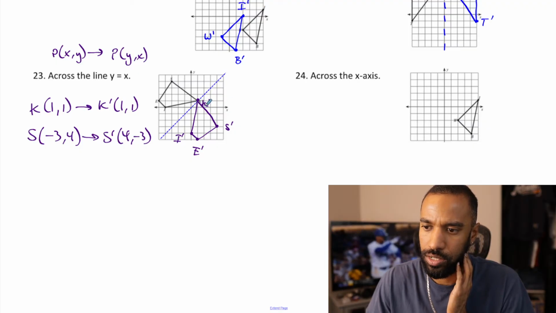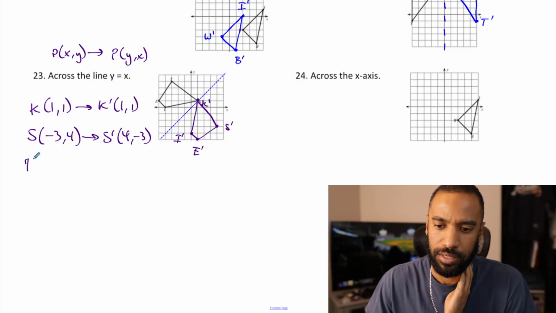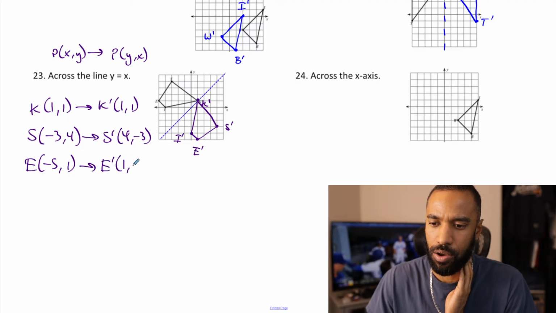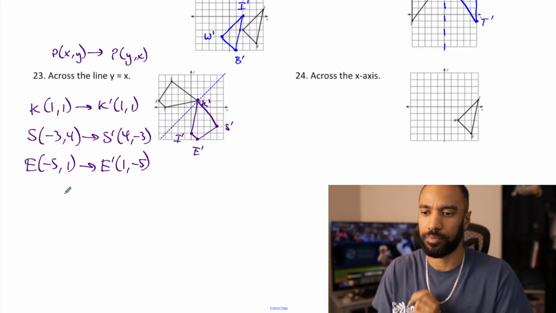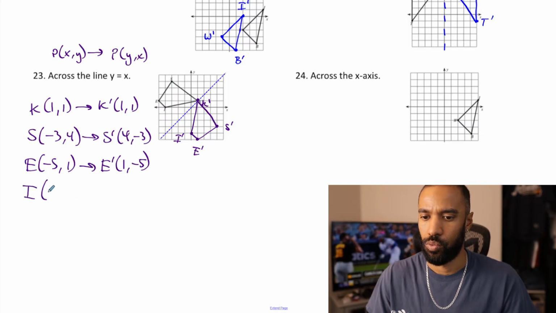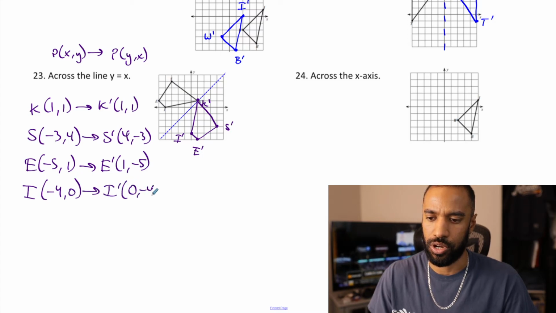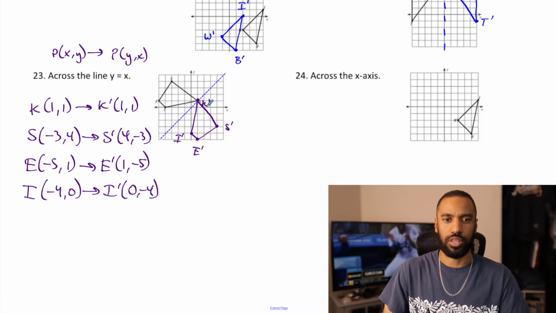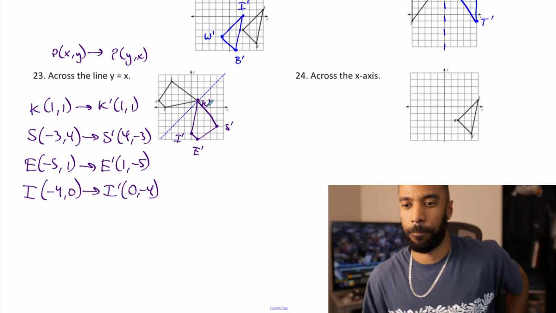Is it? 1, 2, 3, 4. 1, 2, 3. Yes. E was at negative 5, 1. So E prime is at 1, negative 5. 1, 1, 2, 3, 4, 5. And then I was at negative 4, 0. And now I prime is at 0, negative 4. 1, 2, 3, 4. Yes, it is. So those are the parts right there. Hopefully you can use a straight edge to draw those things, and then you're good.